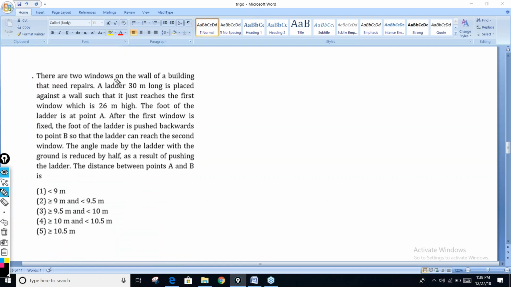Similar kind of question. There are two windows on the wall of a building that need repair. There is a wall, and let's say there are two windows. One is here and one is somewhere here. There is the first window, that is the second window. A ladder 30 meter long is placed against the wall such that it just reaches the first window, which is 26 meter high. So that is the ladder which is placed. It reaches till here, that is 26 meter high.